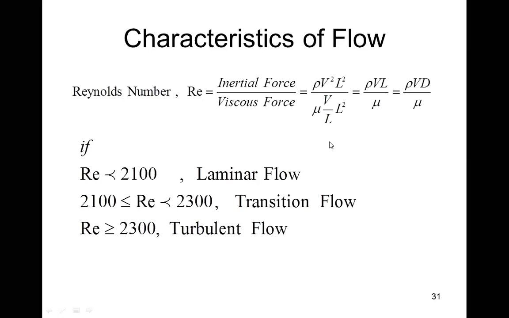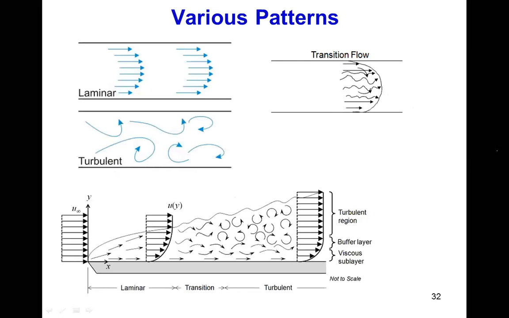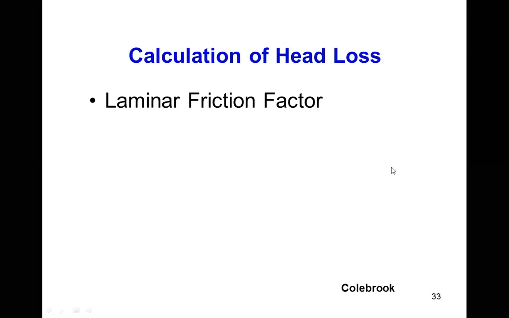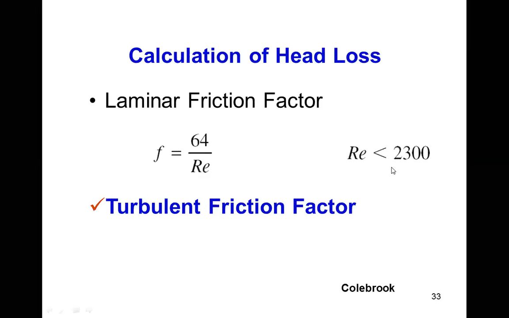So this part we already talked about, that the Reynolds number is just to calculate a loss coefficient. Now this part we already talked about, the flow pattern. Then this is what we talked about in the last class, how to calculate a friction factor.